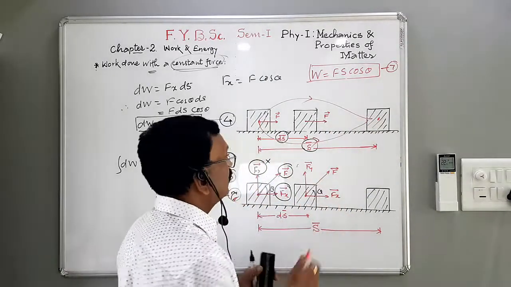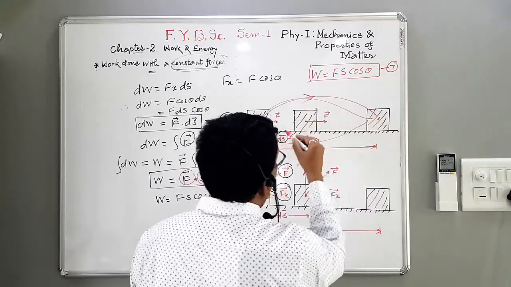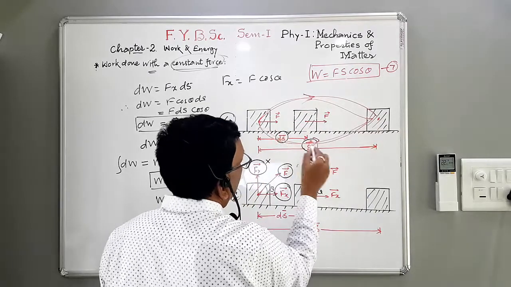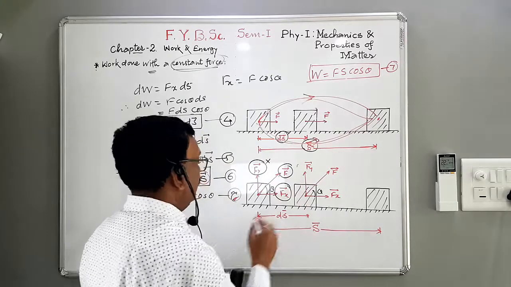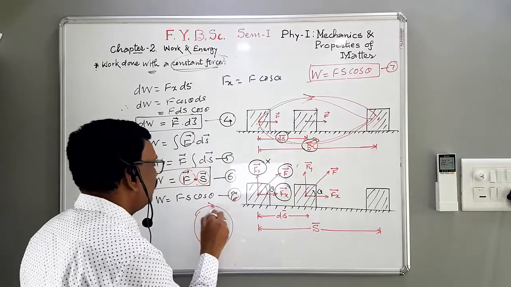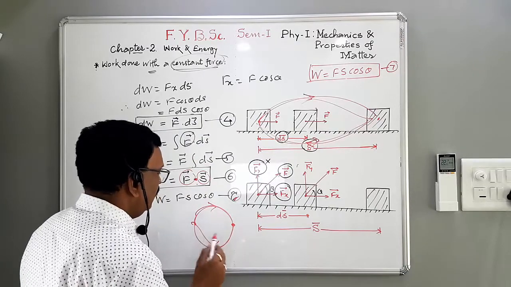The work done, suppose this body starts to move from this point by this way and comes back by this track to its original position. That's why this is a round trip, and during the round trip the work done is 0.